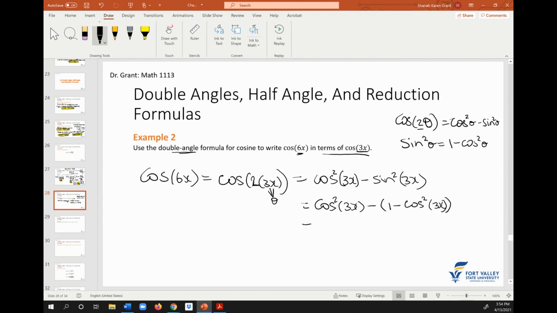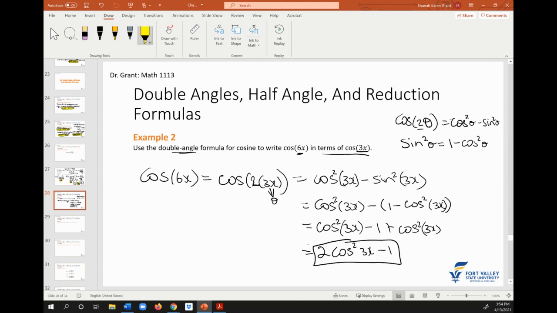Okay, and so here this becomes cosine squared 3x minus 1 plus cosine squared 3x. We have 2 of these, so it becomes 2 cosine squared 3x, and then minus 1. This is now in terms of cosine 3x. Okay, so it all depends on what the question is asking, which identity we would use.